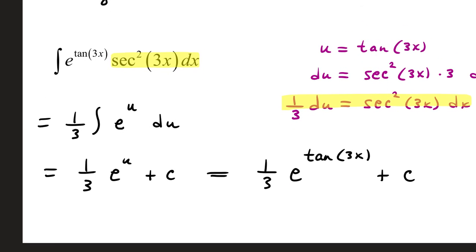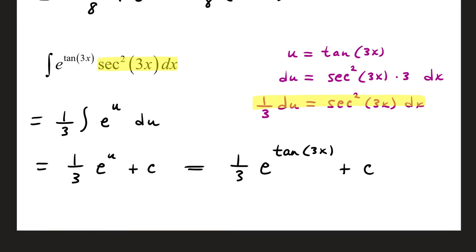In our third example, we have the integral of e to the tangent 3x times secant squared of 3x dx. Let's let the power of e be our substitution. So we're going to set u equal to tangent of 3x. Taking the derivative of both sides and using chain rule, we'll have du equals secant squared of 3x times 3 dx.